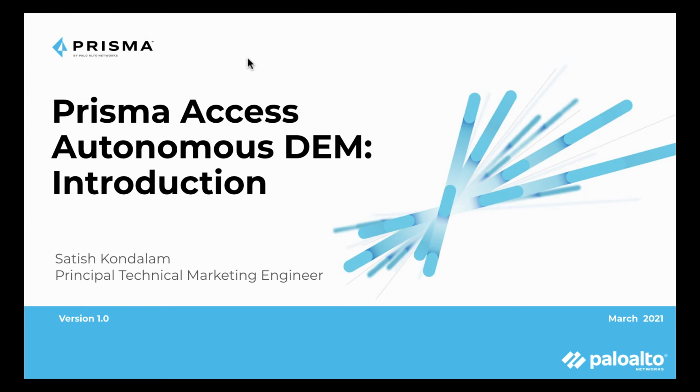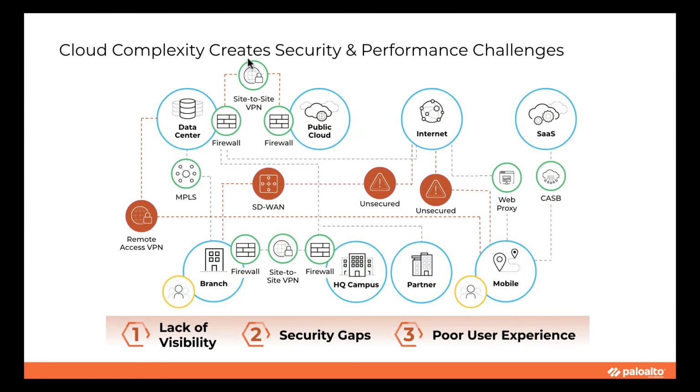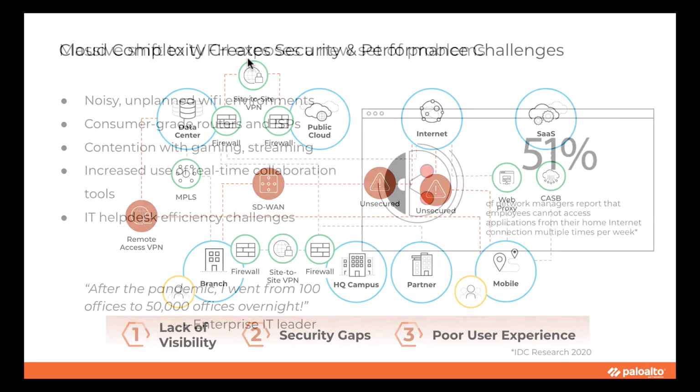In this video, I'm going to give you a short introduction to Prisma Access Autonomous DEM, an add-on feature to Prisma Access. Traditionally, as organizations have adopted to address digital transformation, they're experiencing a couple of trends. Migration of workloads to the cloud has ensured that there is increased reliance on internet connectivity. This makes it very difficult for IT teams to track performance issues now.